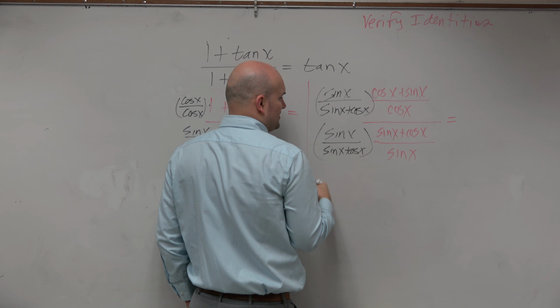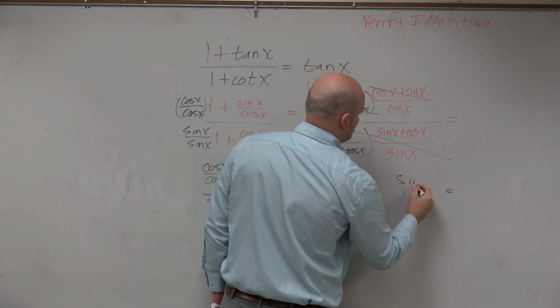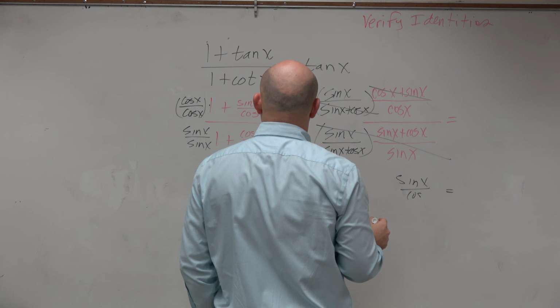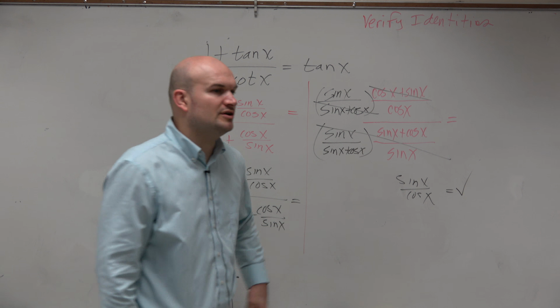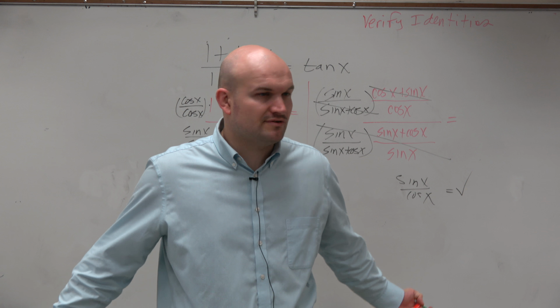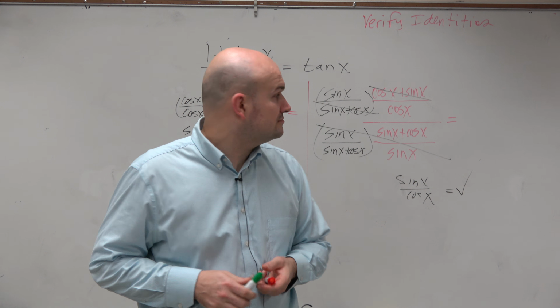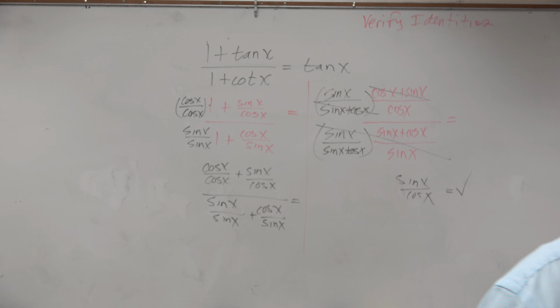You got to be kidding me. Wait a minute. Yeah, sine of x over cosine of x. You don't need to write down the last one. If you write that as sine of x over cosine of x equals tangent, I know that's verified. OK?